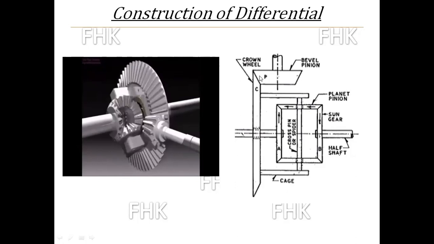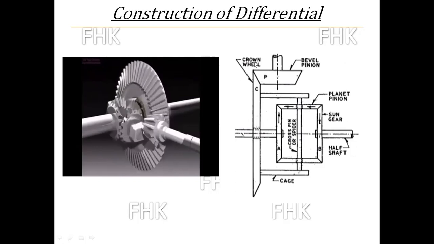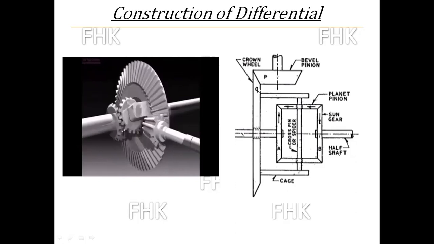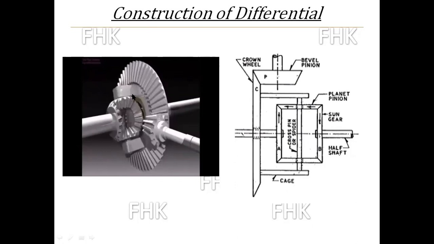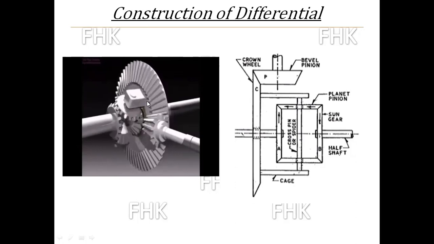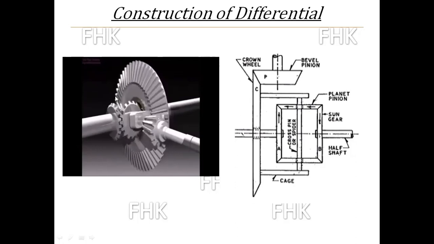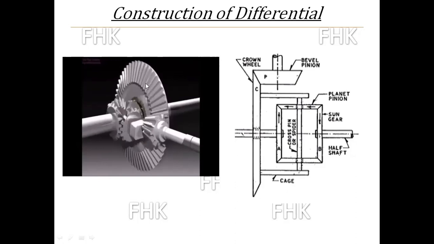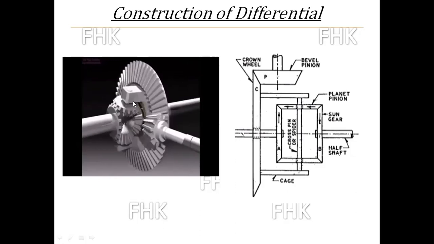This cage is fabricated on the crown wheel. It is directly welded on the crown wheel, so that the cage rotates along with the crown wheel. If the crown wheel rotates, this cage will also rotate, because this cage is an integral part of the crown wheel. You can see here, as the crown wheel is rotating, the cage is also rotating, because it is directly welded to the crown wheel. So when the crown wheel rotates, this cage will also rotate.